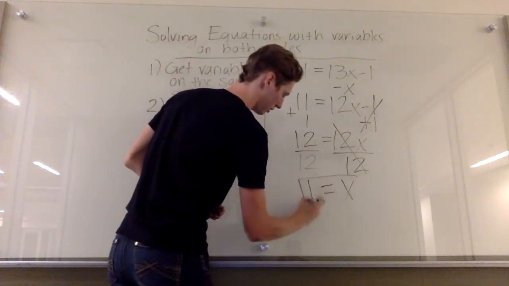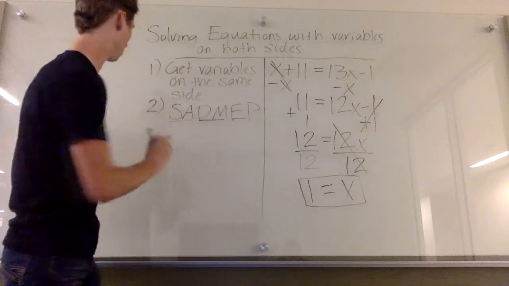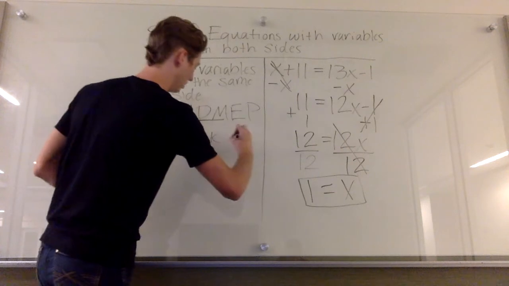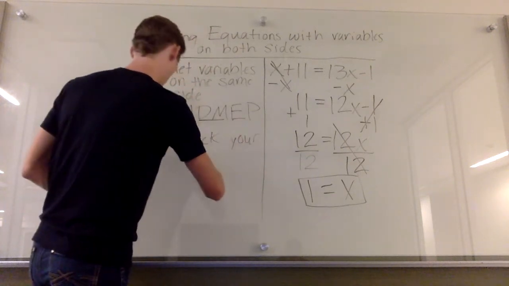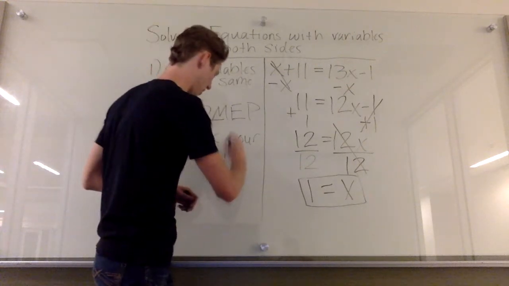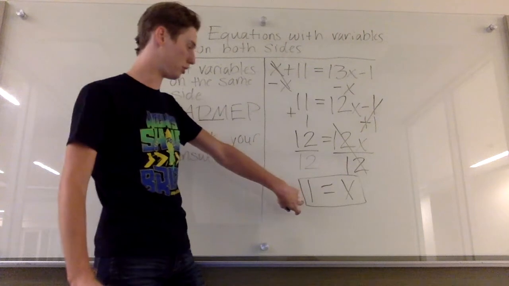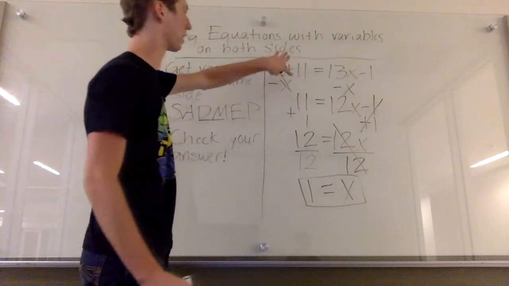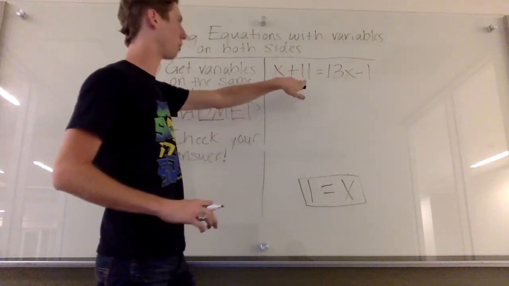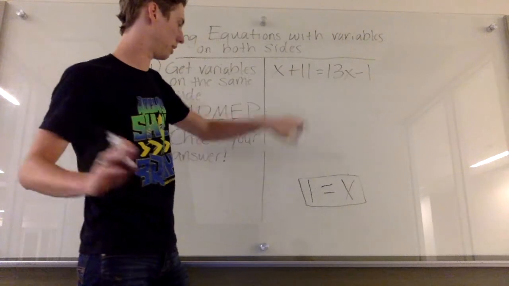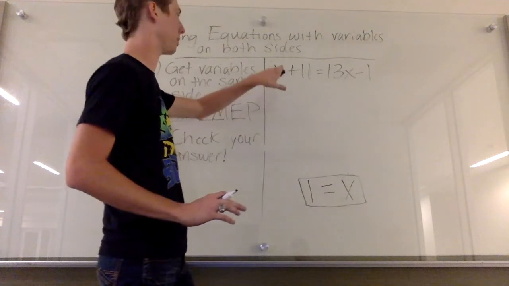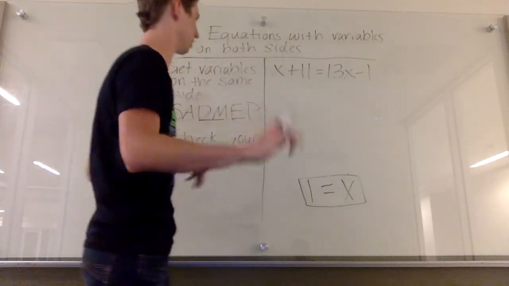But we're not done yet, okay? The last step we have right here is to check your answer. And I promise this is pretty painless. All you've got to do is take the answer that you got for x and plug it back into the original equation to make sure it makes sense. I've rewritten the problem just because I ran out of room. Now we're going to take our answer, which was x equals 1, and replace all of the x's with 1s to make sure that this makes sense.